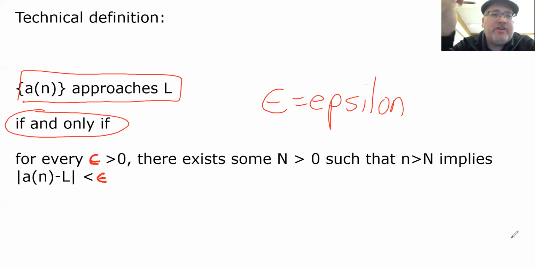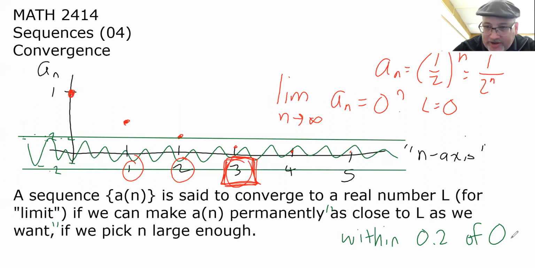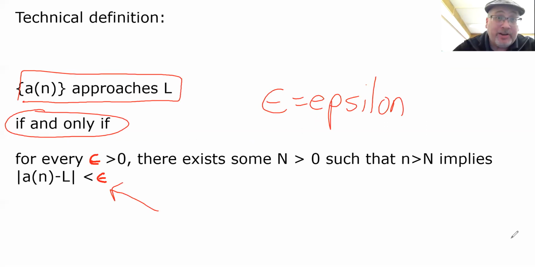But the technical definition is for every epsilon greater than 0, there exists some N greater than 0, such that little n greater than big N implies the absolute value of a_n minus L is less than epsilon. Now, what the heck is all this? Well, this epsilon represents that distance that we're trying to get permanently close to. So this represents a small distance from the limit.